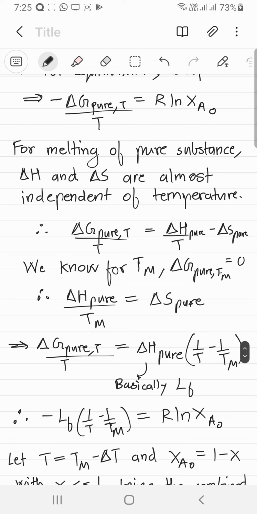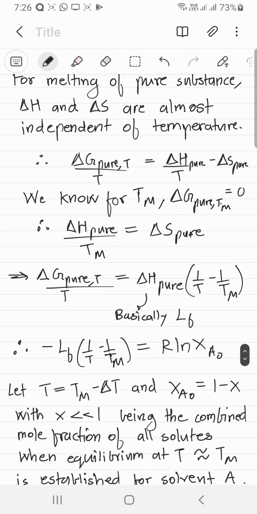So for melting of a pure substance, we say delta H and delta S are almost independent of temperature. For a substance with a particular X, you can say the same thing, but when you're changing the X, don't say that the entropy is constant. So yeah, then just use the definition that delta G equals delta H minus T delta S and divide by temperature, and you will get this.